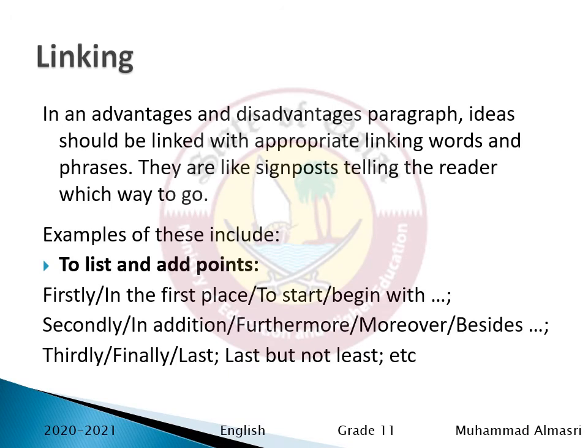Now, linking. In an advantages and disadvantages paragraph, ideas should be linked with appropriate linking words and phrases. They are like signposts telling the reader which way to go. Examples of these include, to list and add points, we usually use: firstly, in the first place, to start or begin with; secondly, in addition, furthermore, moreover, besides; thirdly, finally, last but not least, etc.